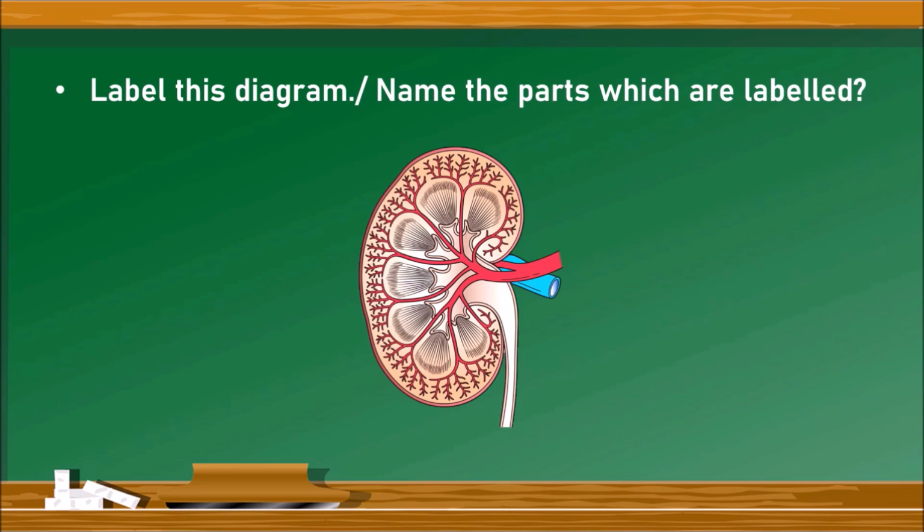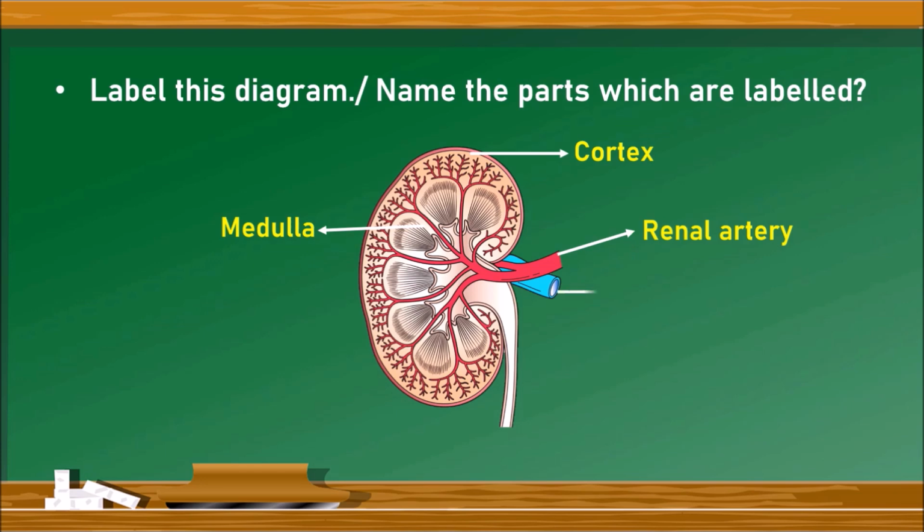So for this purpose, I am labeling all the parts of the kidney. The outermost region of the kidney is known as cortex, which is dark red in color. And the next innermost part is called medulla, which is light red in color. The artery which enters into the kidney is known as renal artery, and the vein which comes out of the kidney is known as renal vein.